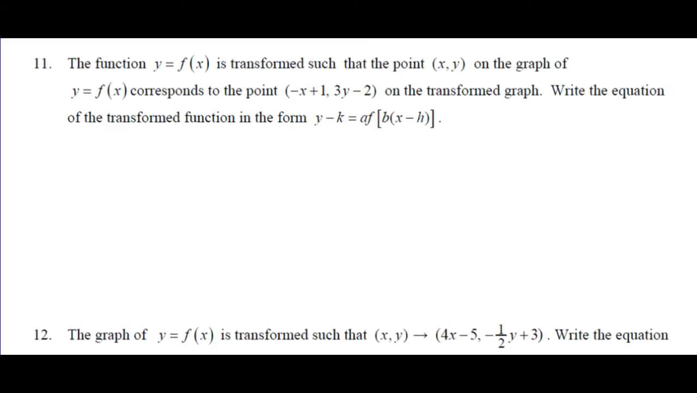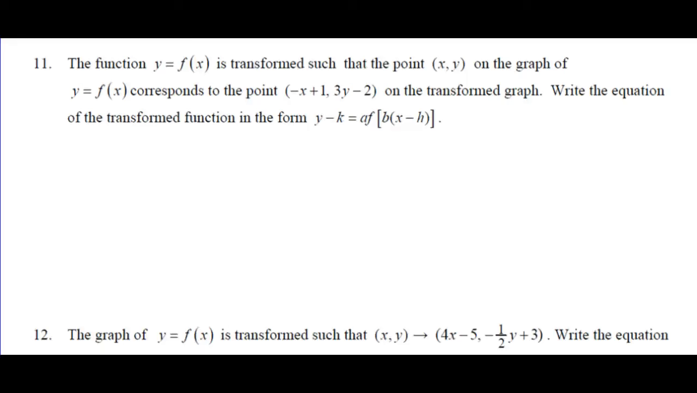Okay. 11. 11, yes, says to do this one. The function y equals f of x is transformed such that the point, so now we're going from a point and we're getting an image point, right, the mapping. And so this gives us a chance to try our wordy descriptions of what's going on when I have an image point, as opposed to what's going on when I've just got the formula.